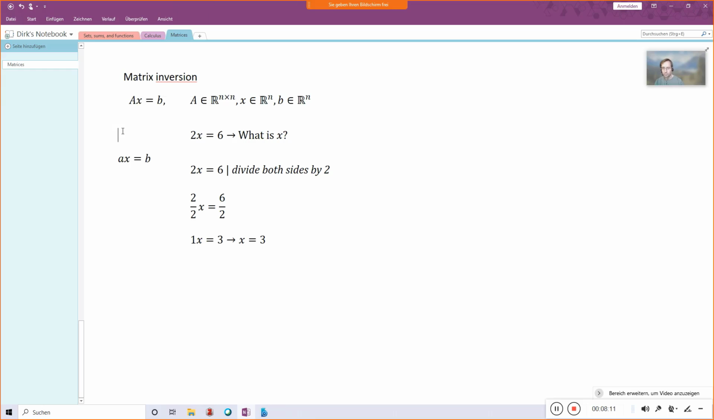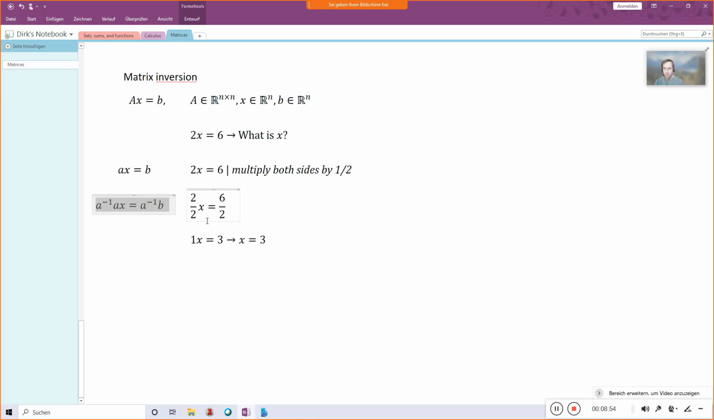So maybe let's start here. When we say we want to divide both sides by 2, this is obviously the same as multiplying both sides by 1 over 2. So if we write this in an abstract way, if we go from here to here, then we actually multiply by a to the power of -1. Do that on both sides so that the equality does not change.